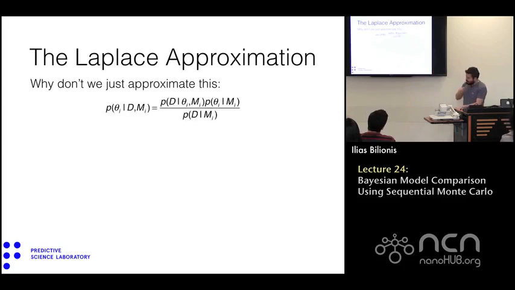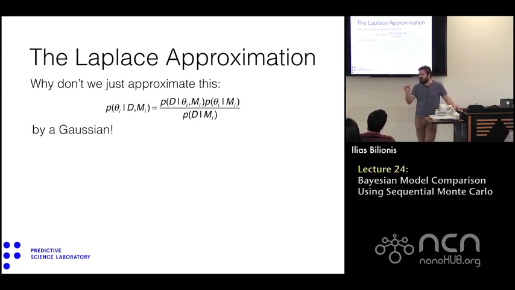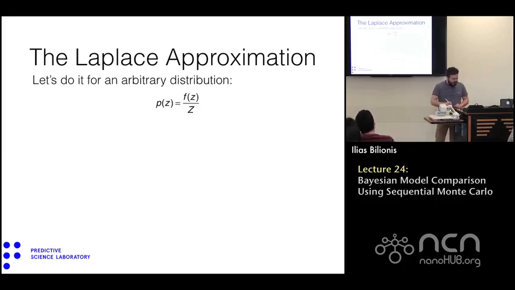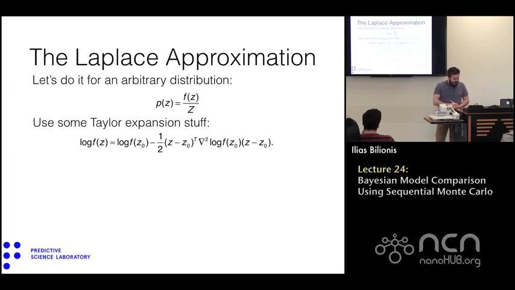And I remind you, the Laplace approximation: you go to the posterior and you say, I want to fit the posterior to a Gaussian. I want to find a Gaussian that looks pretty much like my posterior. And the way you do it, I'm repeating it here for an arbitrary distribution, is you think of it like that, right? f of z, and then the normalization constant.